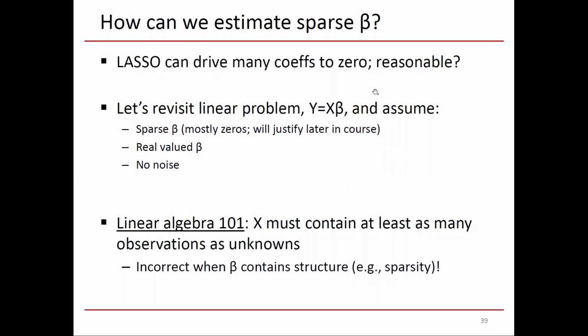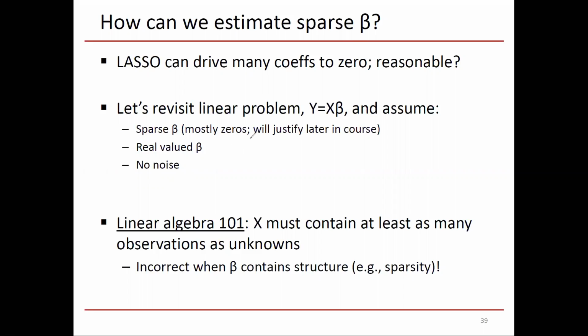Is that reasonable? So now let's revisit a linear problem, y equals x beta, and let's assume the following. First of all, there was no plus z or plus n here. There is no noise. Secondly, the betas are real valued. It's not integers or something like that. It's not like, recall that we had in the communication problem, -1, 0, +1. Here, arbitrary beta. And finally, most importantly, sparse betas.